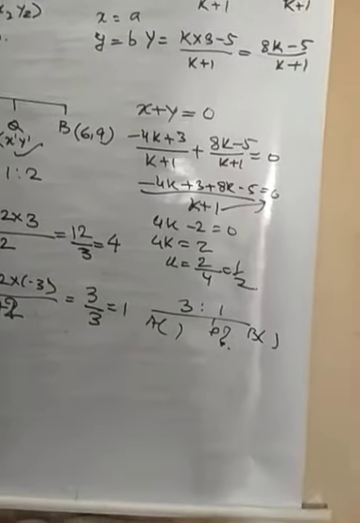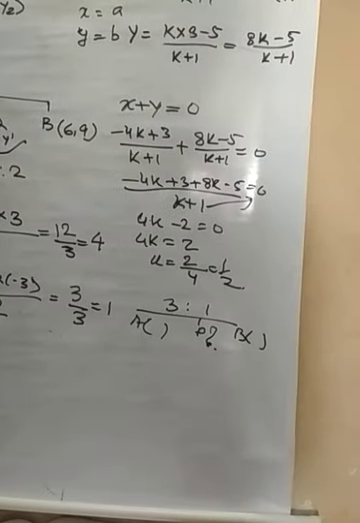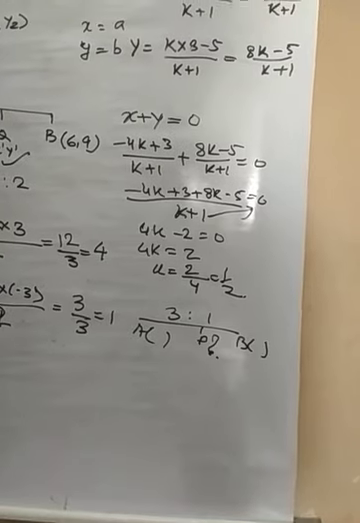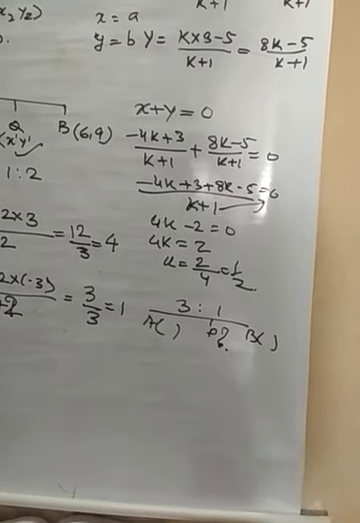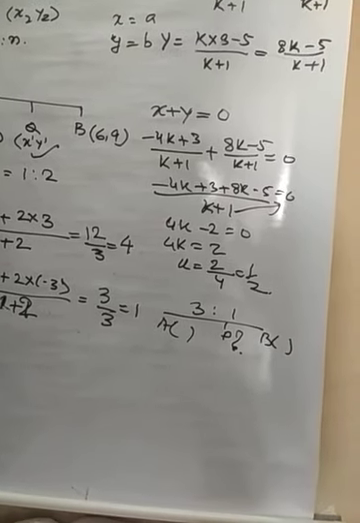Then we have to calculate the distance of P dash dash. How can you calculate the distance? By using the distance formula. And find the midpoint of P dash dash. Again, you will use the midpoint formula to calculate the midpoint of P dash dash.